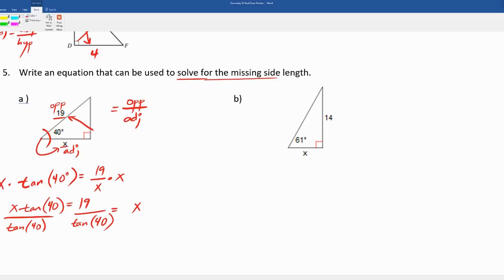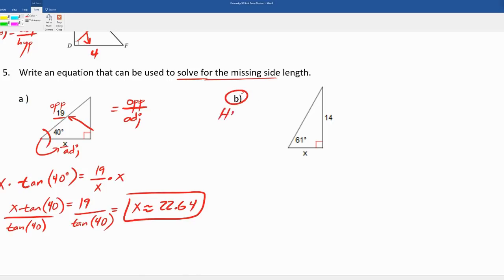And just make sure your calculator is in degrees. So 19 divided by a tangent of 40 degrees, and I get this approximation of 22.64. There's no units, so that would be the end of it. All right, you guys definitely get B.